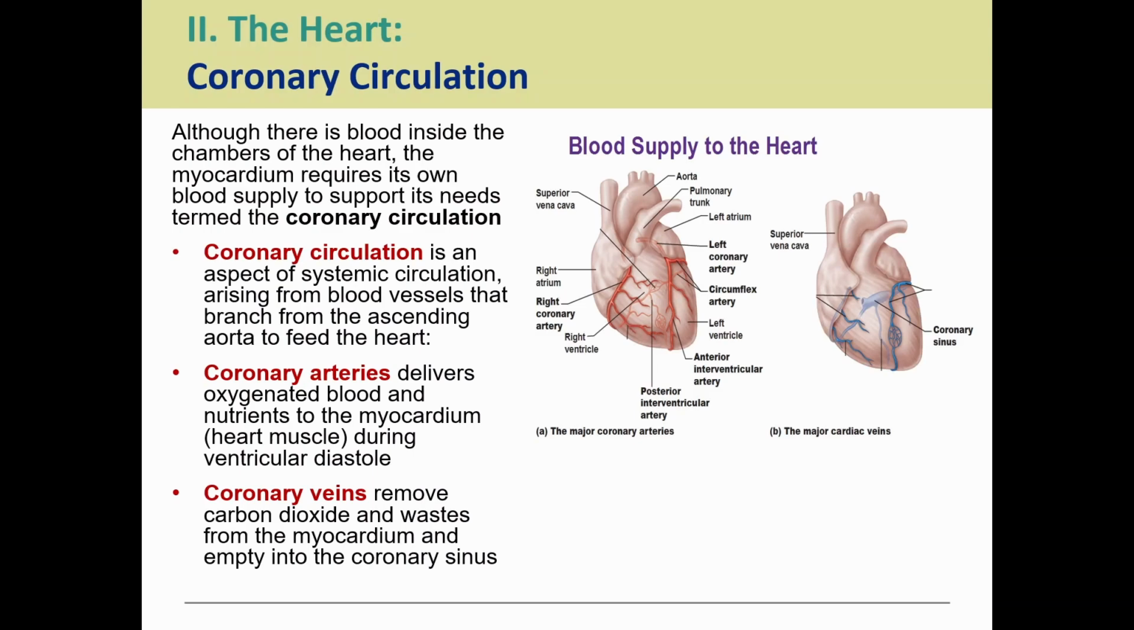Coronary circulation is basically when we look at that aorta, we have coronary arteries that stem from that aorta to feed the heart, taking oxygenated blood to the heart muscle, right? And then coronary veins bringing that back, right? Bringing it back with the carbon dioxide and waste from the heart muscle, and it empties into what's called the coronary sinus.